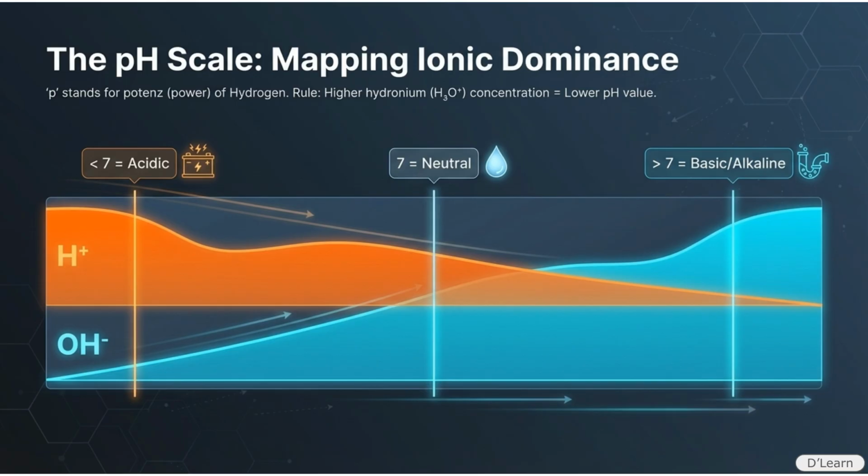The pH scale maps the concentration of hydronium H3O+ ions. pH below 7 indicates acidity, where H+ dominates. pH above 7 indicates basicity, where OH- dominates. pH 7 is neutral.